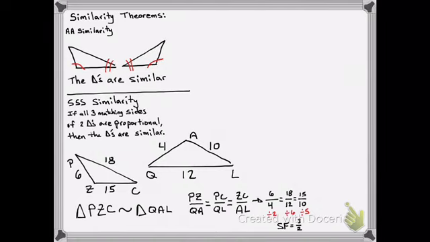By that similarity, what we get for free, and I'll highlight that in blue, because the triangles are similar, we automatically now know that angle P and angle Q are the same size, angle Z and angle A are the same size, and angle C and angle L have to be the same size, because with similar triangles, the sides are proportional, the angles are equal.